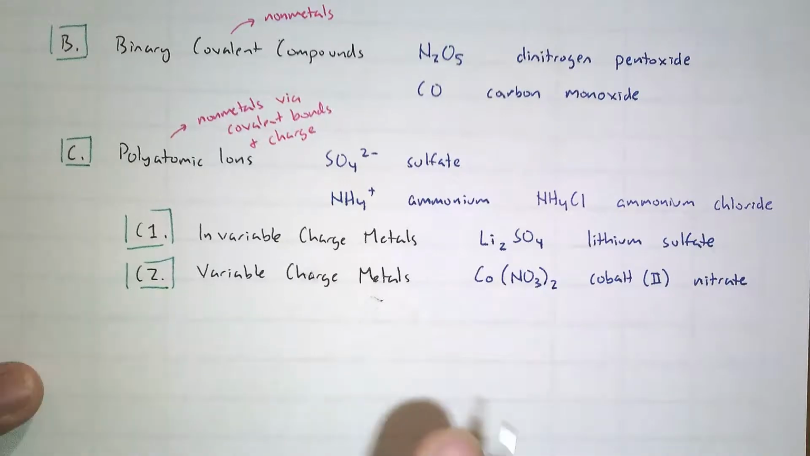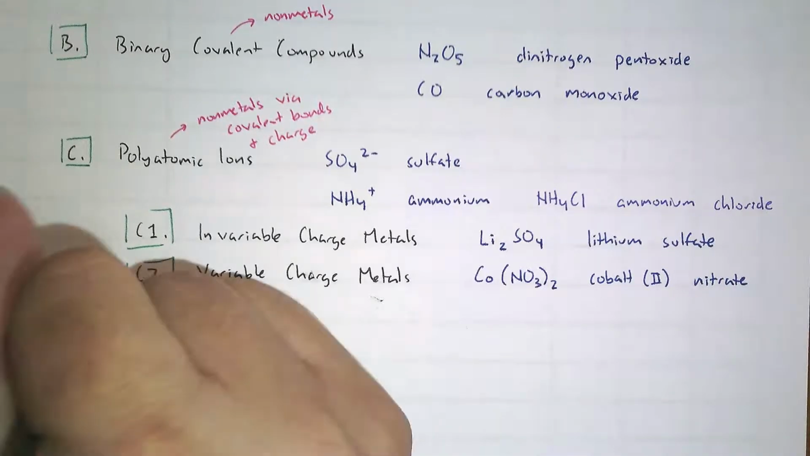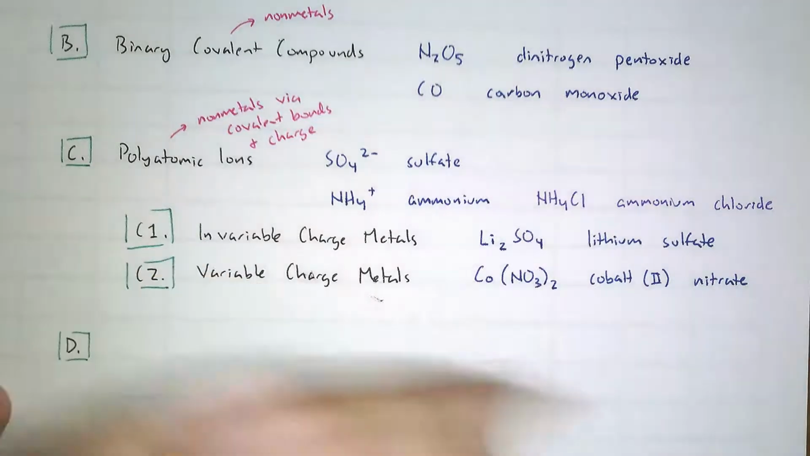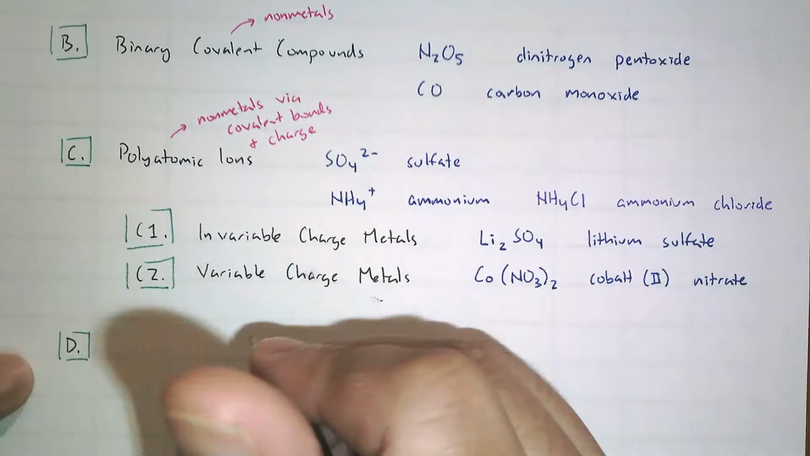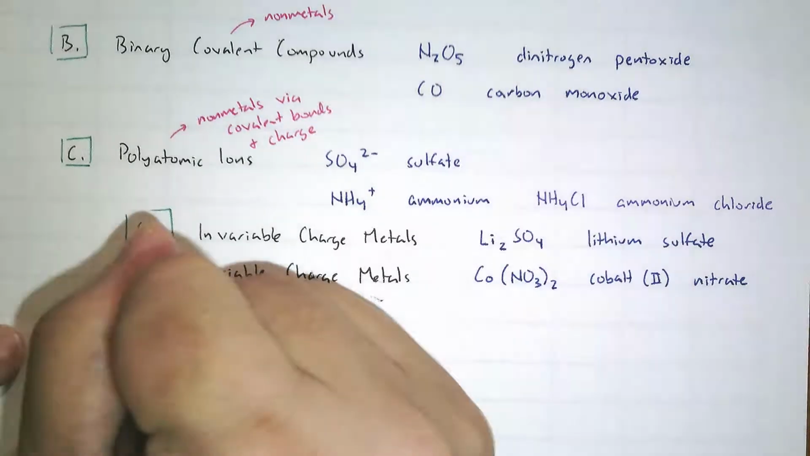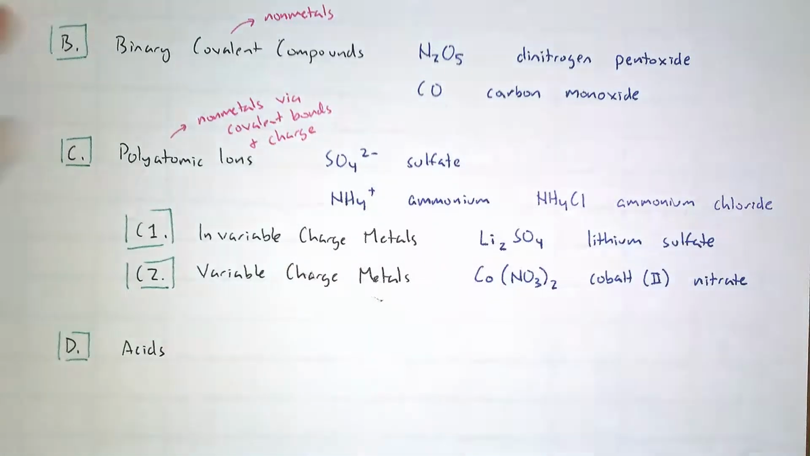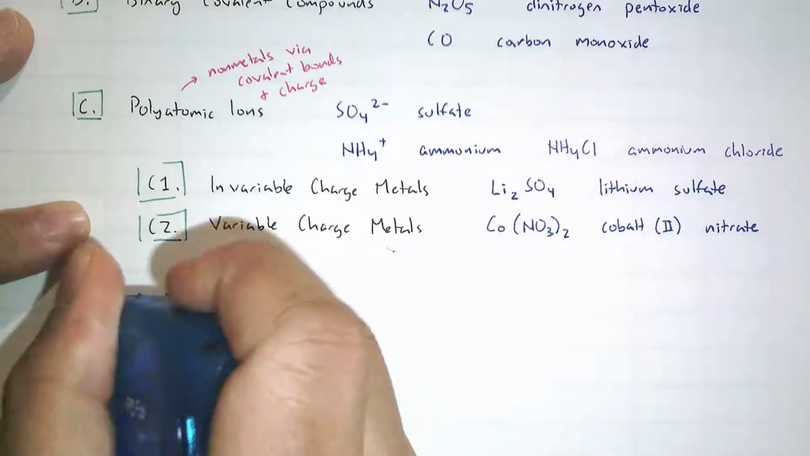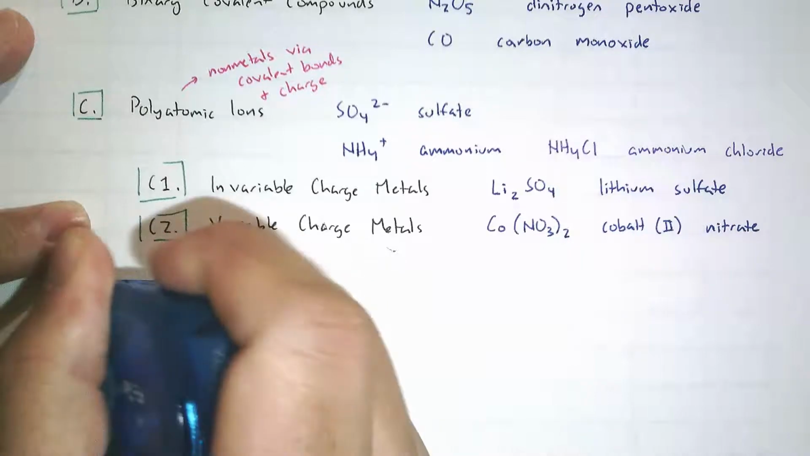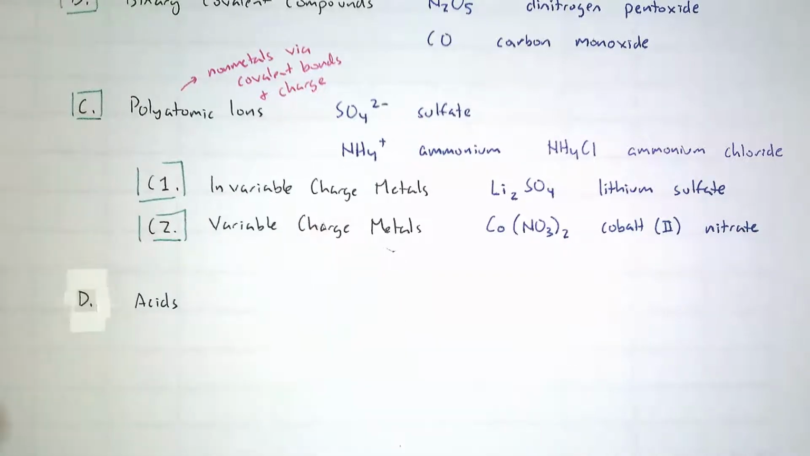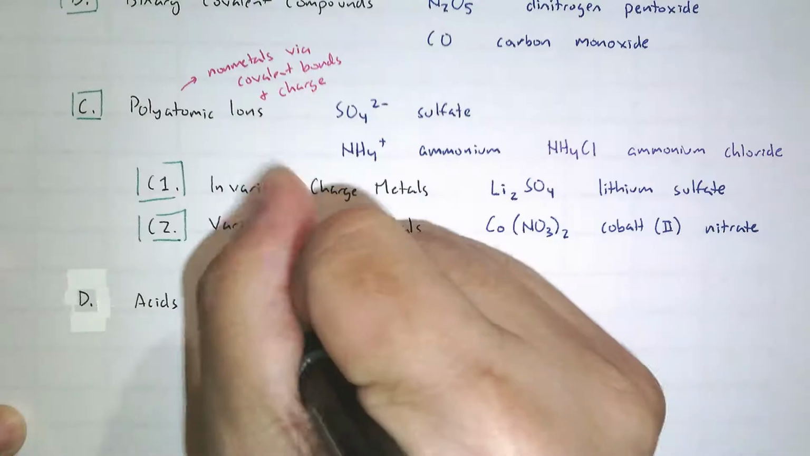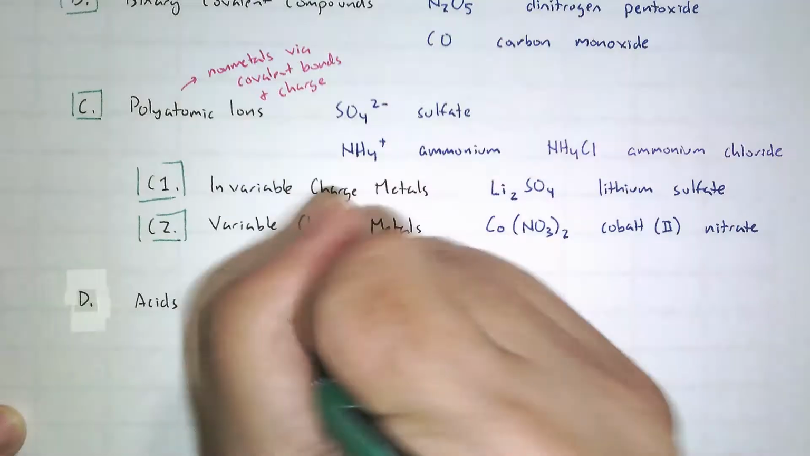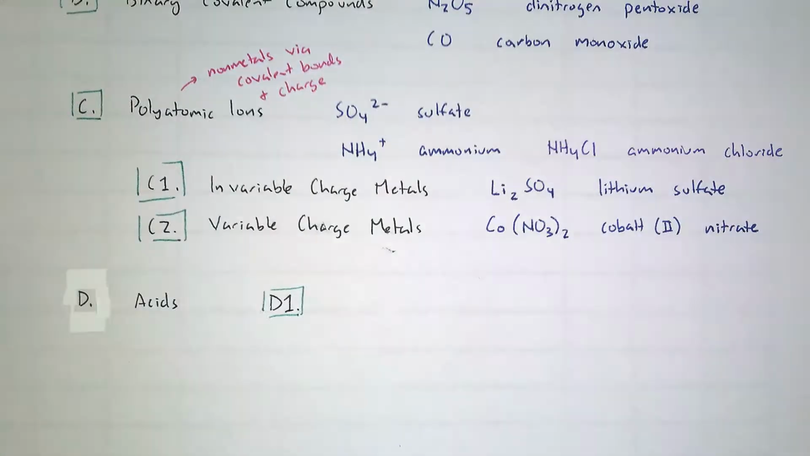Last category. We'll call this category D. Actually, second to last category. These are the acids. And actually, I don't want to square the D, because there are two types of acids that we need to know how to name. D1, those are going to be what's called the oxyacids.